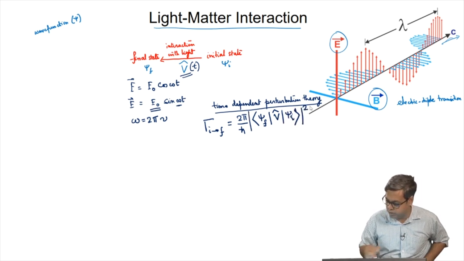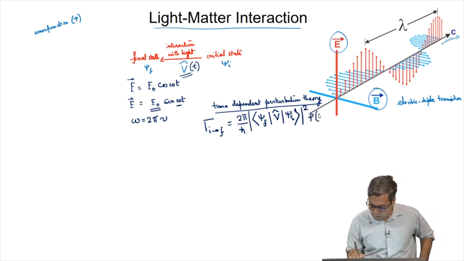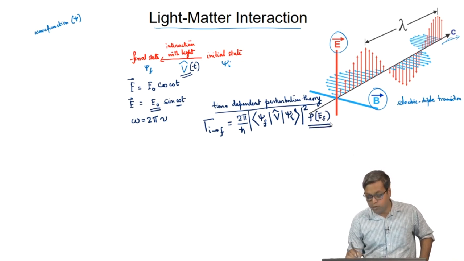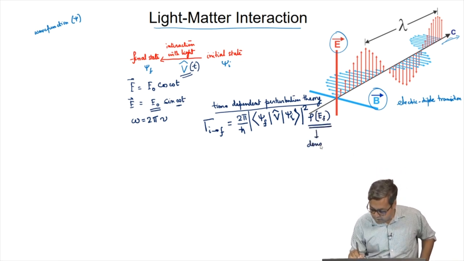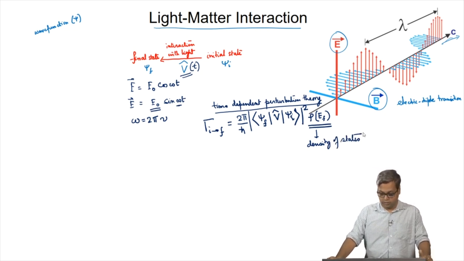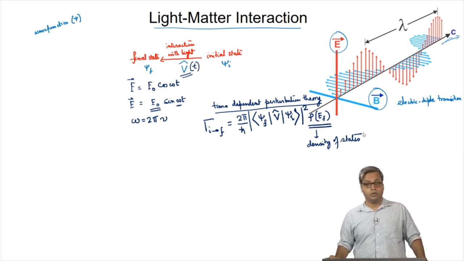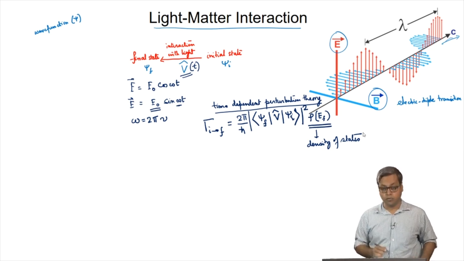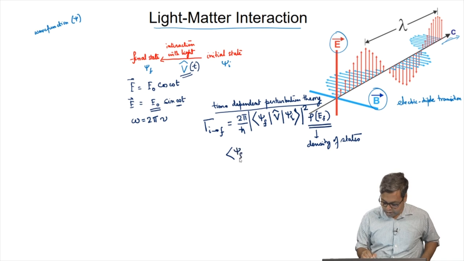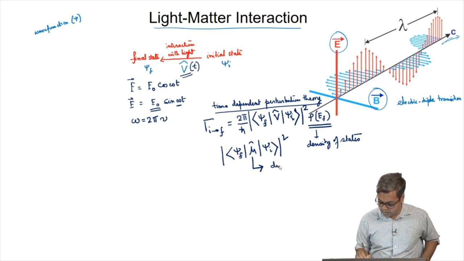So, this whole modulus is squared and rho of E_f, where rho(E_f) is the density of states. Because the interaction is between the electric field of light and the charge distribution, that is the dipole of the matter, it comes out that the probability is proportional to the modulus squared of the integral of psi_f mu psi_i, where mu is the dipole operator.